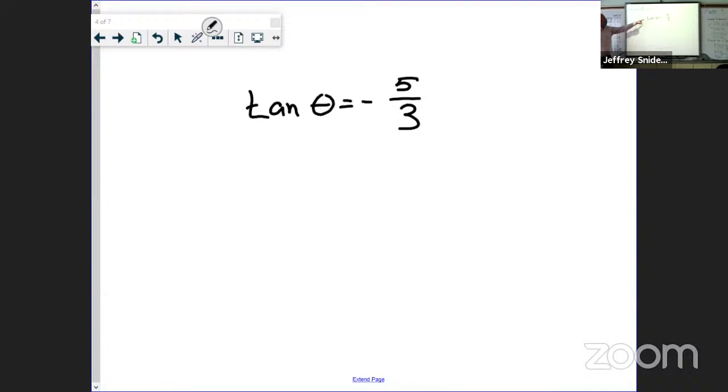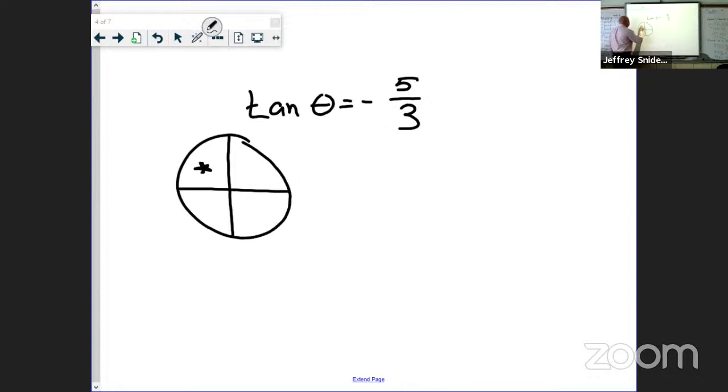Right there, all you could tell me, if I said what quadrants it's in, you would say, well, I can't tell you exactly, but I know it's either in quadrant 2 or 4. How do you know it's in 2 or 4 though? Like what do you look at, the fractions?